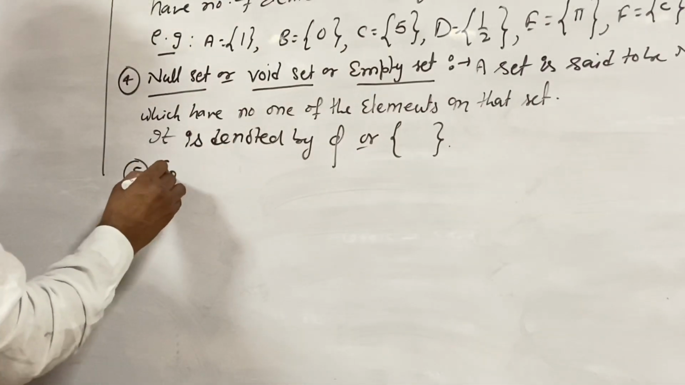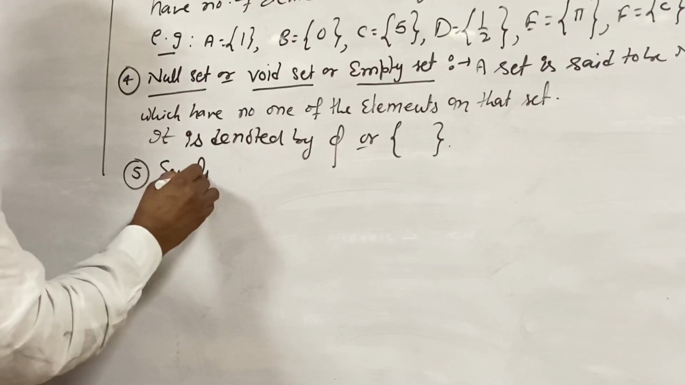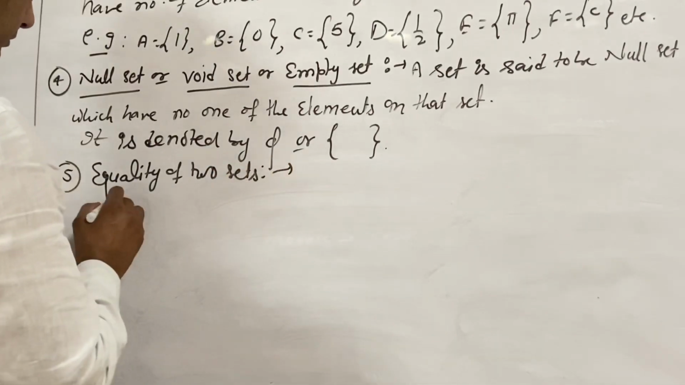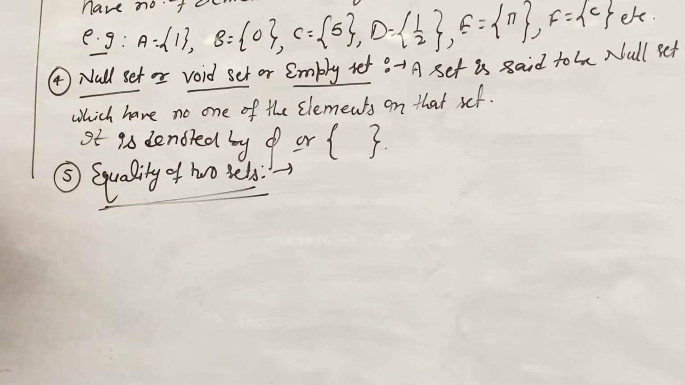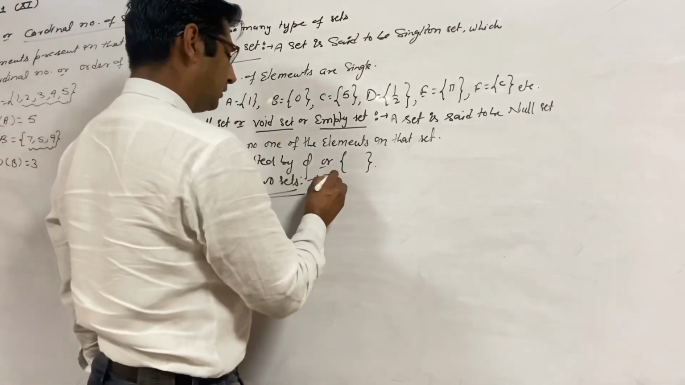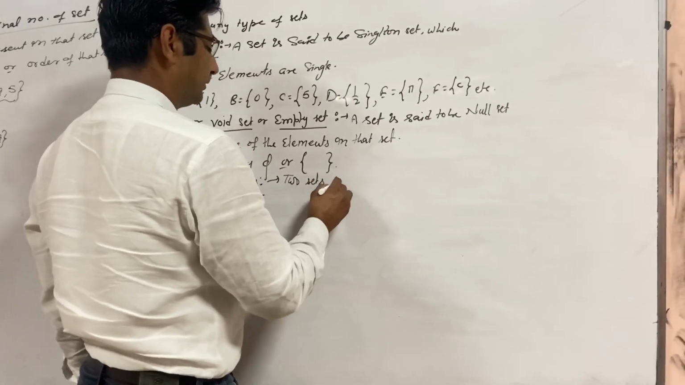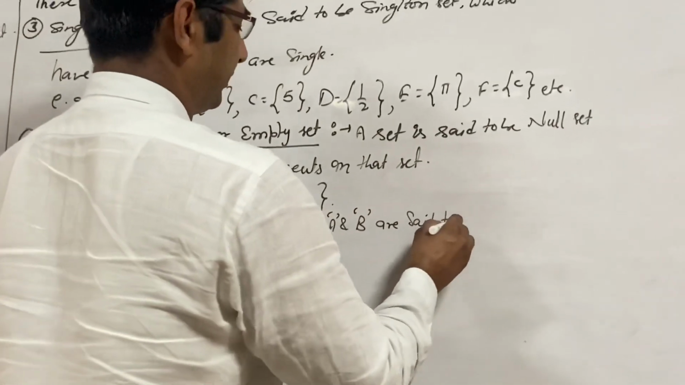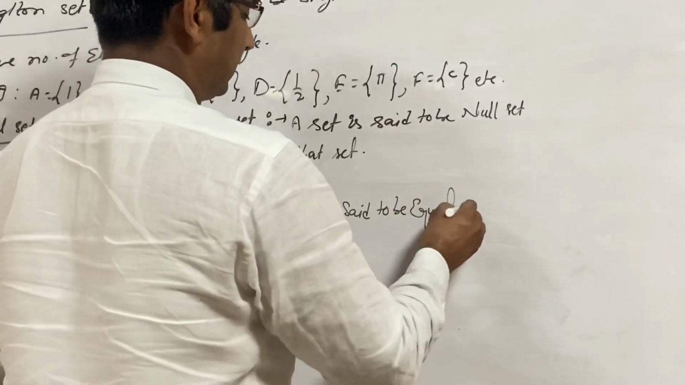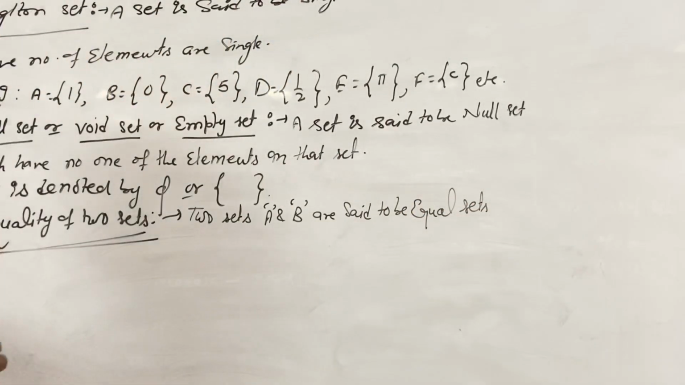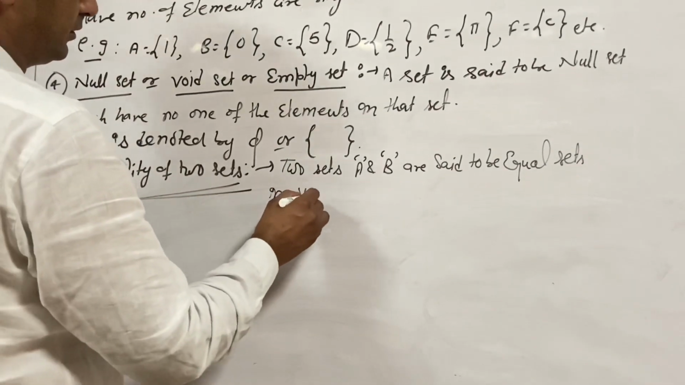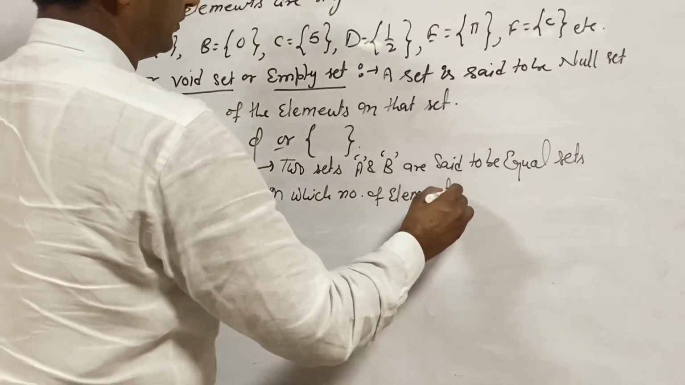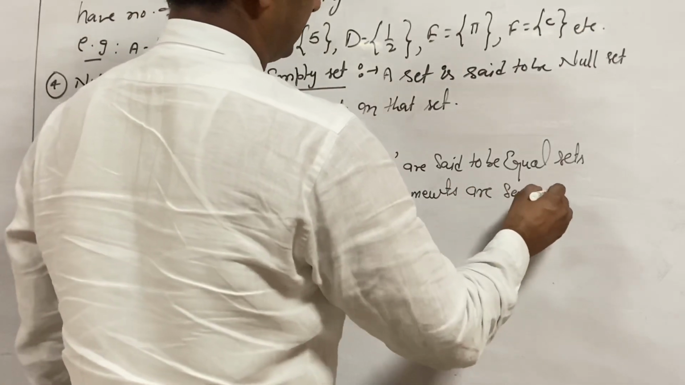Fifth, equality of two sets. Two sets A and B are said to be equal sets in which the number of elements are same and equal.